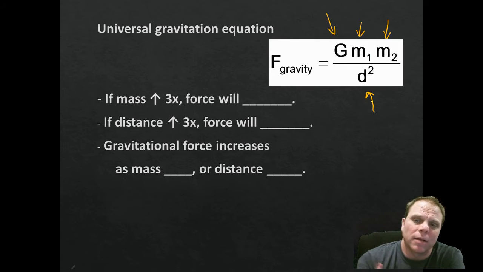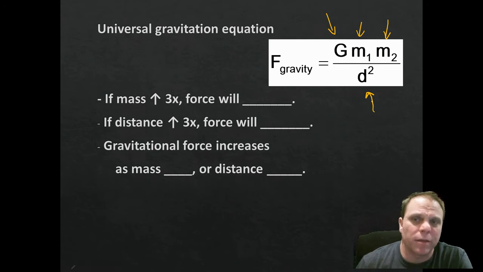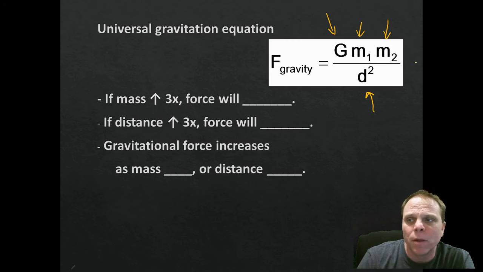Okay, so let's see if we can fill out some of these. If I increase my mass by 3 times, what's going to happen to the force? Well, basically just imagine that you've increased that number, whatever it was, by a factor of 3. So if this was a 1, and I increased it by a factor of 3, it's now a 3, which means that the F value over here is now going to be 3 times bigger.